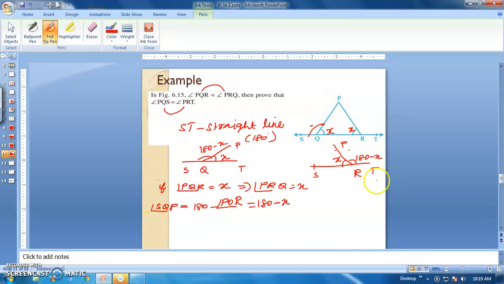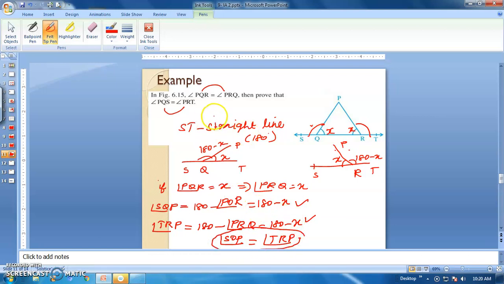And what about this one here? Angle TRP, that is this angle. Angle TRP equal to 180 minus, so this angle is nothing but angle PRQ. So equal to 180 minus PRQ, also X. So now these two angles are the same, that is angle SQP equal to angle TRP. So now these two angles are the same here. Okay, according to the given condition, right?